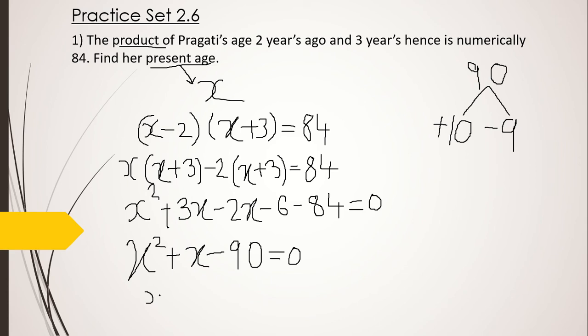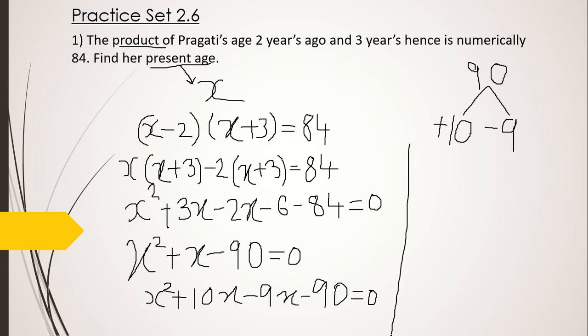So I split the middle term, this x, and write it as x square plus 10x minus 9x minus 90 is equal to 0. And then group them into 2s like this. From the first group I will take x common. Then what will I get? x plus 10 inside the bracket.